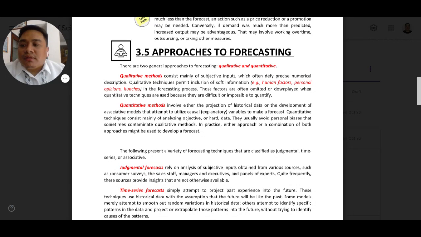Magtatanong ka sa isang tao na may experience about sa operations of the business kung ano yung experience based on this certain timeline. For example, ang example of qualitative method is pag madaming customers or pag Christmas season, madaming customer kasi madaming pera. Yun ang nae-experience nila. So doon sila nagbe-base ng forecast.